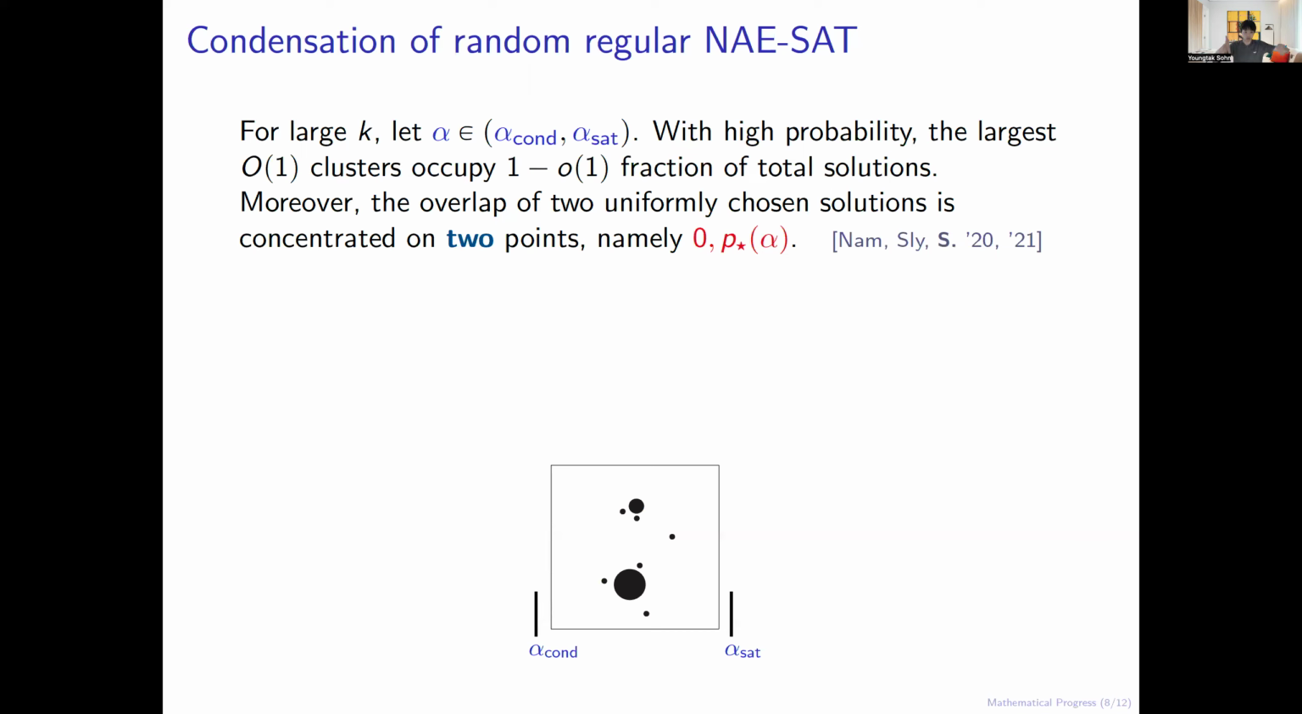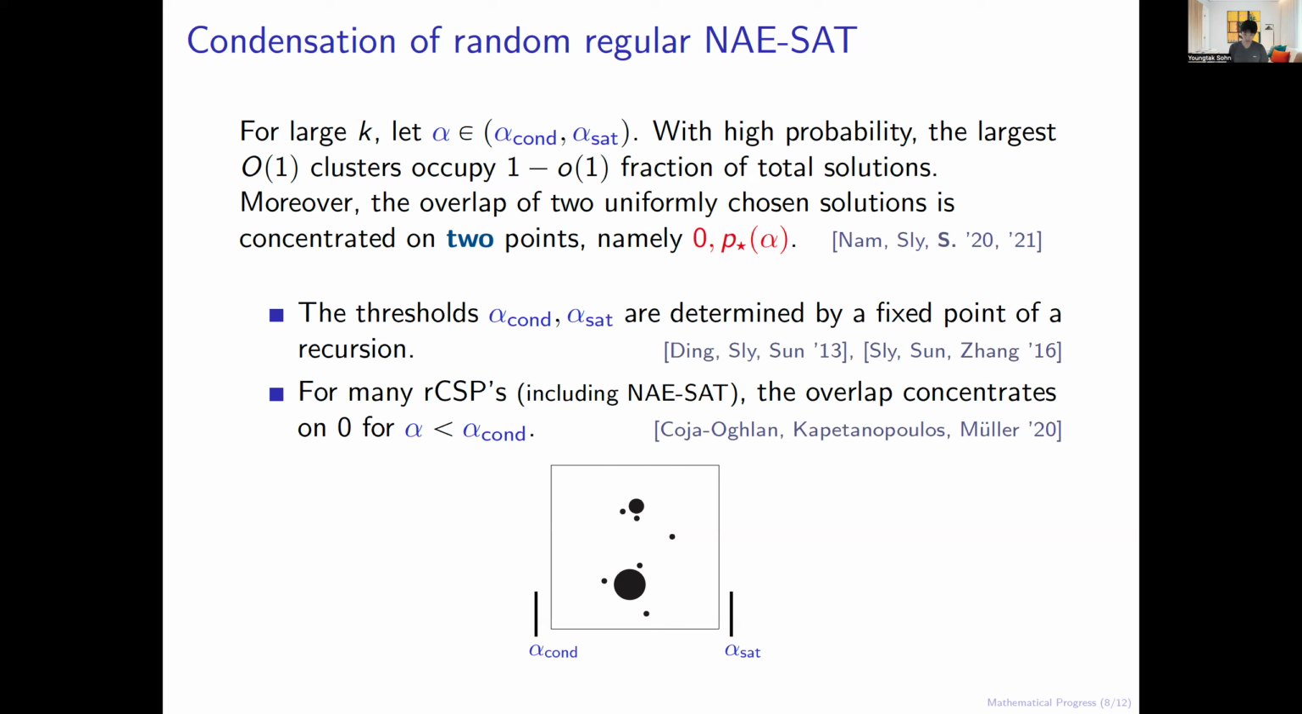the largest clusters, an O(1) number of clusters, occupy most of the solutions. And if you measure the overlap of two uniform solutions, they concentrate on two points, namely 0, which means that the two solutions are in different clusters, so they will be far apart, or p star of alpha, in which case the two solutions are in the same cluster. And these happen also with constant probability.